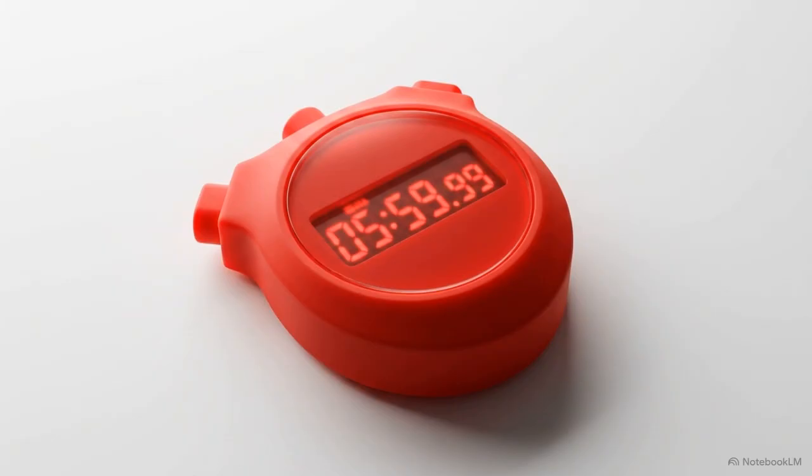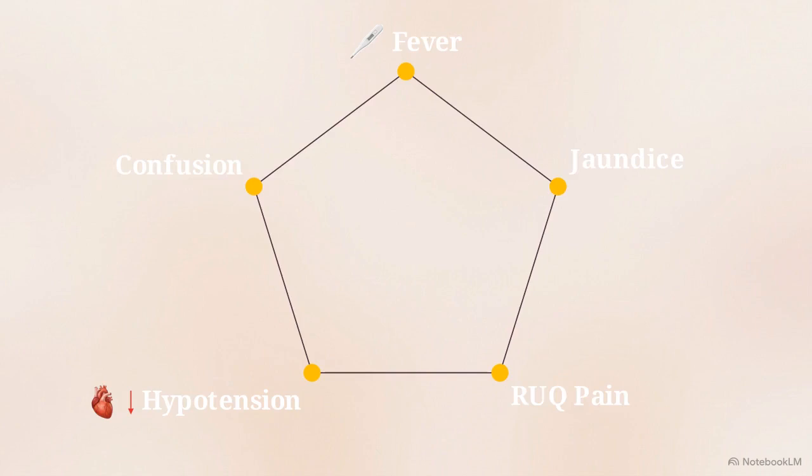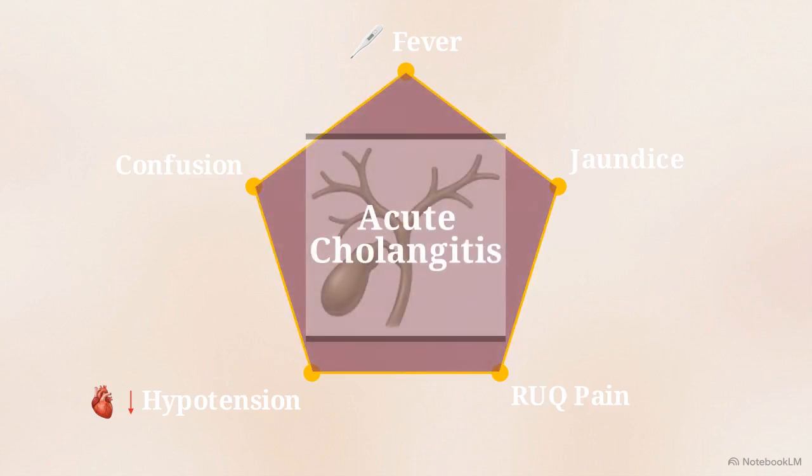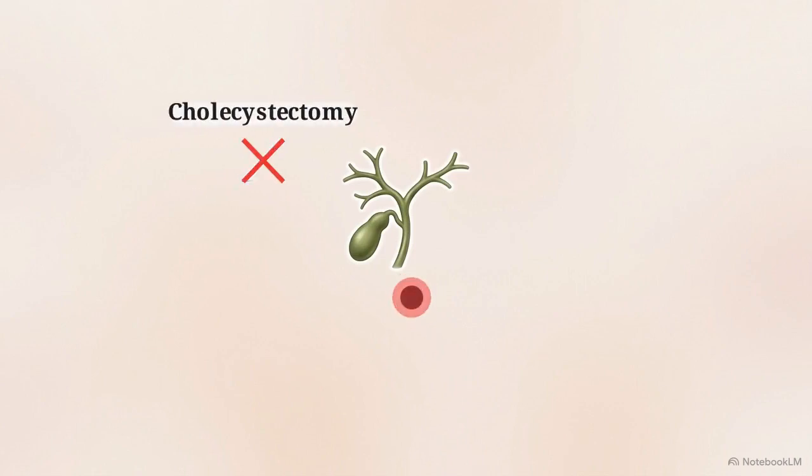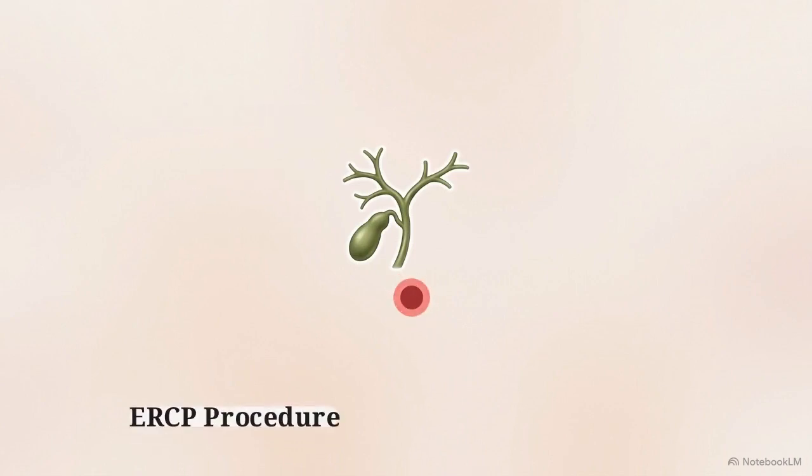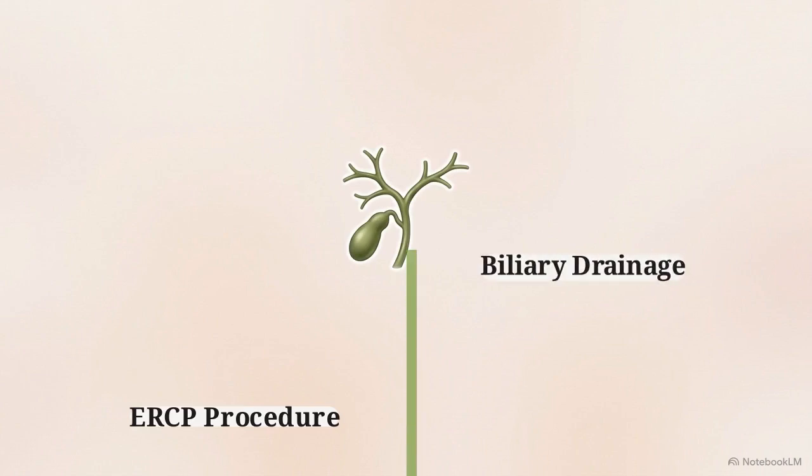If the infection moves to the bile ducts, the timeline accelerates. A patient exhibiting Reynolds' pentad, fever, jaundice, right upper quadrant pain, hypotension, and confusion has acute cholangitis. A simple cholecystectomy will not fix the obstructed duct. You must perform an ERCP within 24 to 48 hours to establish biliary drainage.